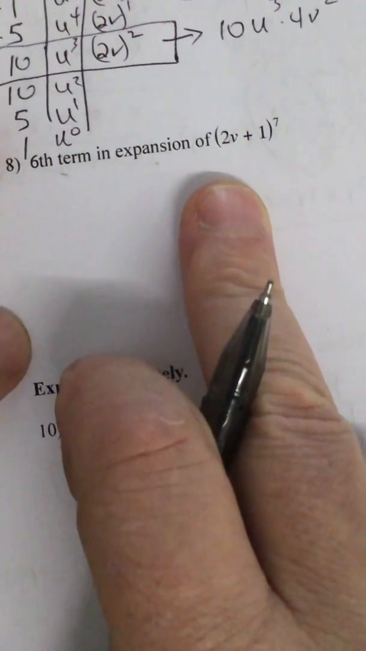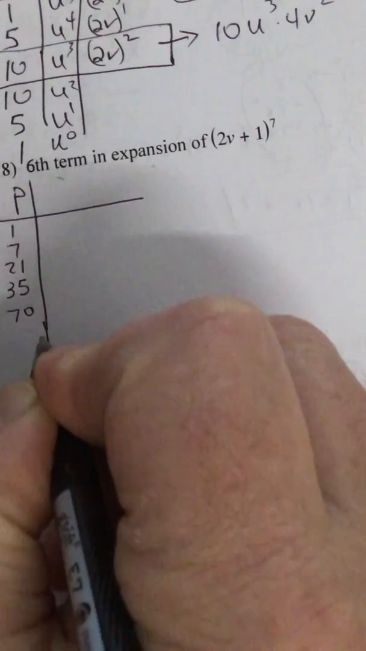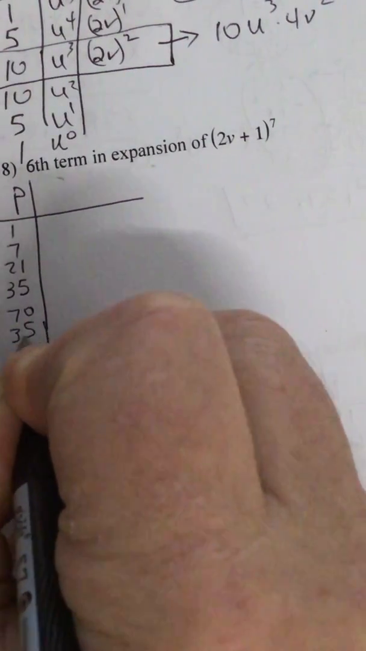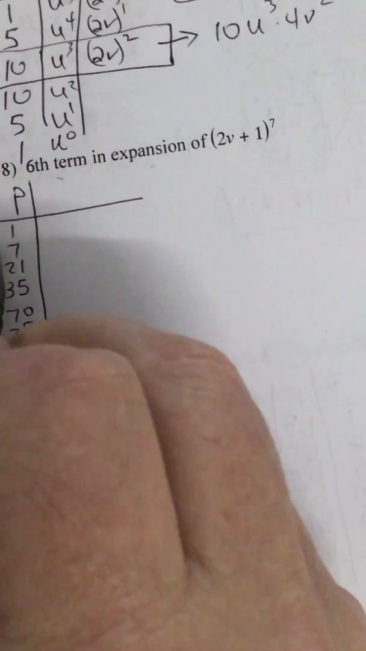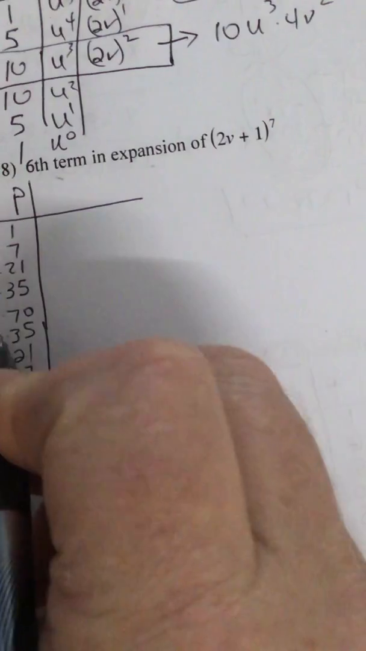Okay, now we want the 6th term of this one, and it's the 7th power again. Okay, 7th power, 1, 7, 21, 35, 70, 35, 21, 7, 1. Okay, the 6th term, 1, 2, 3, 4, 5, 6. That's this one.